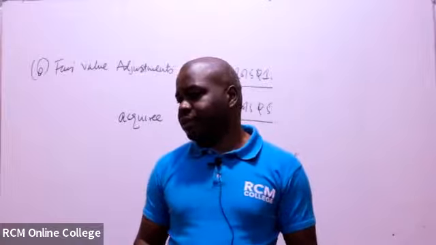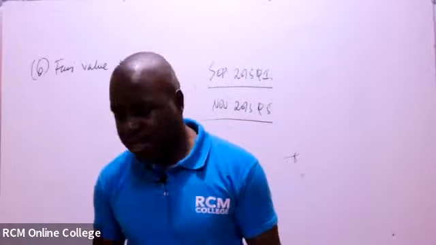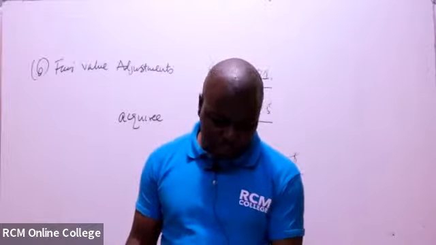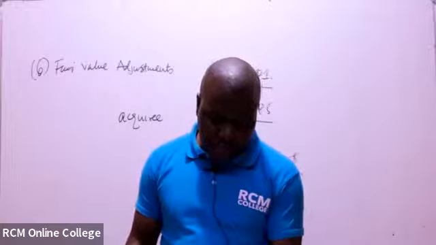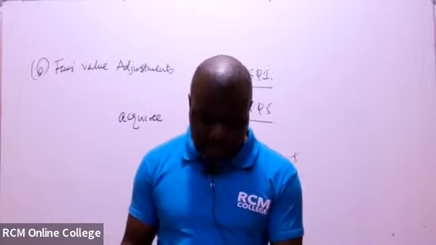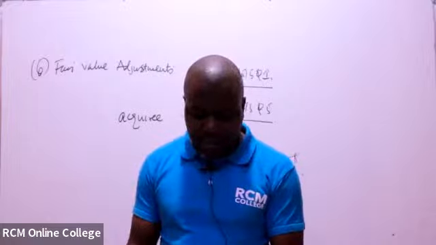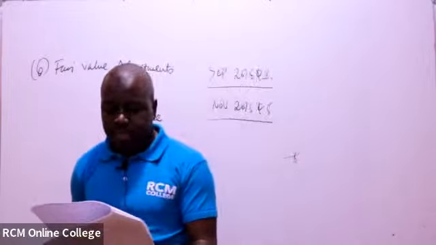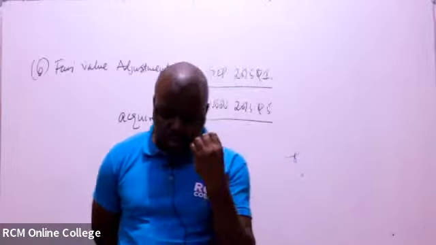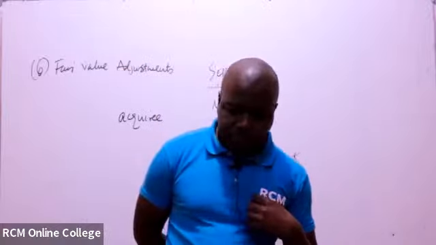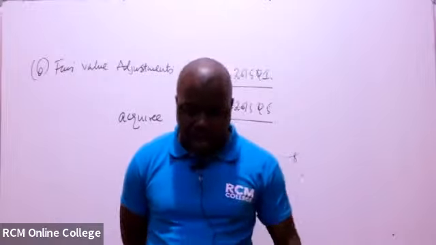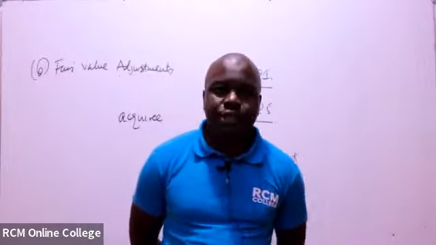I pardon the first statement on fair value. Now on fair value adjustment, the first statement on fair value: IFRS 3 requires the identifiable assets and liabilities of the acquiree to be measured initially by the acquirer at their fair value at the acquisition date.